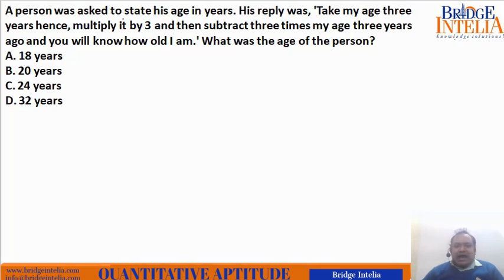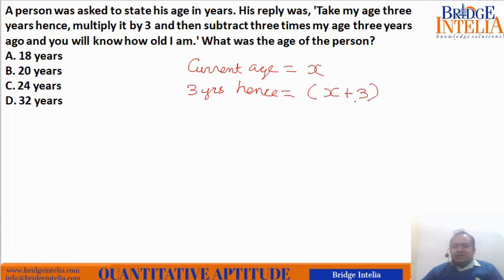A person was asked to state his age in years. His reply was, take my age 3 years hence. So let his current age be equal to x. So what is he trying to say? Take my age 3 years hence. So 3 years hence means in future. So 3 years hence, his age would be x plus 3.